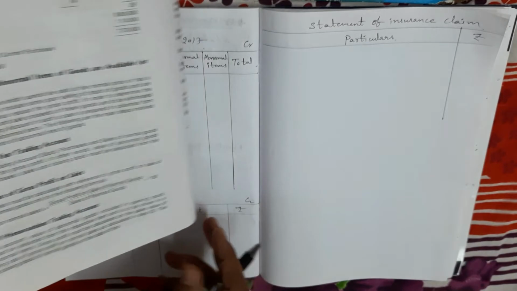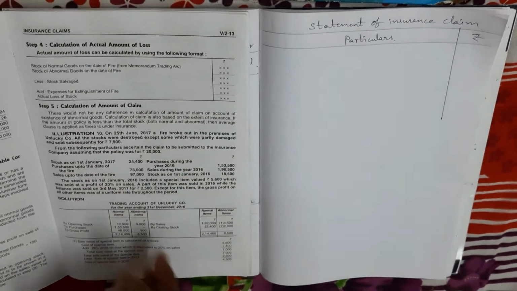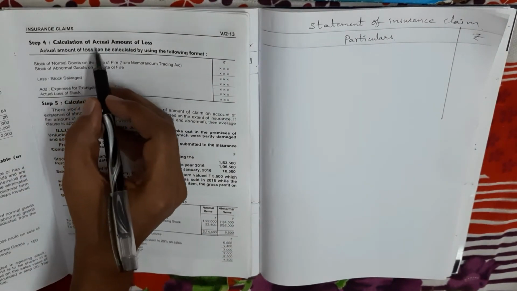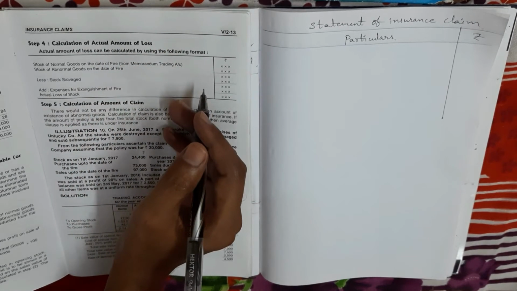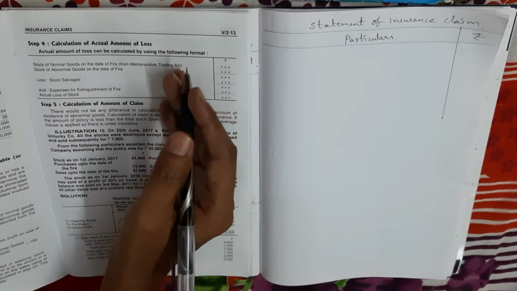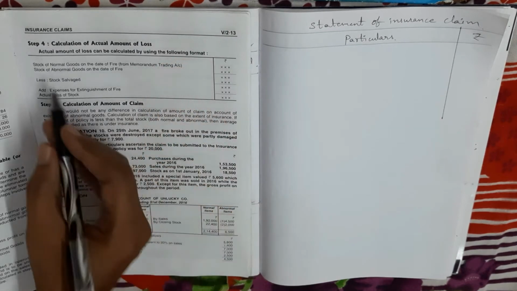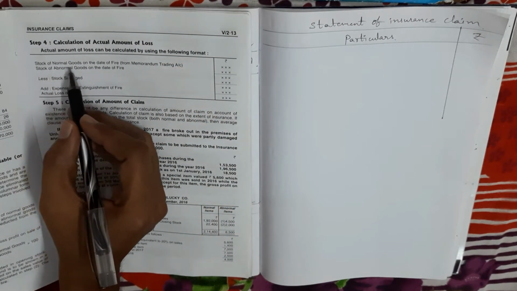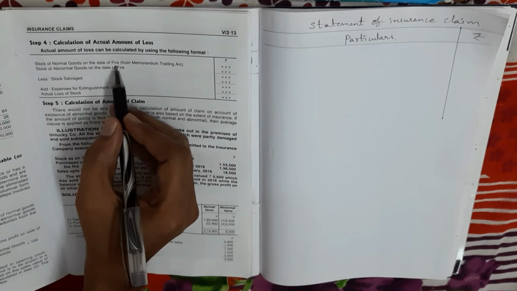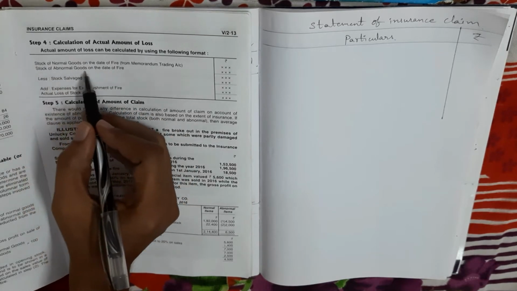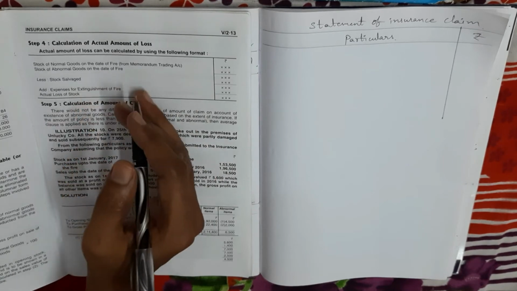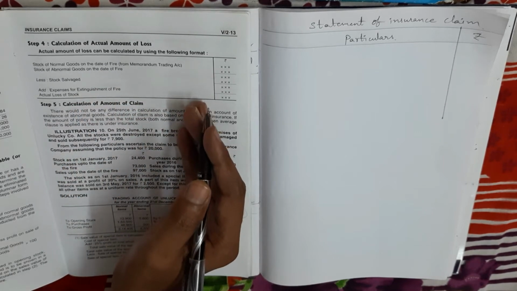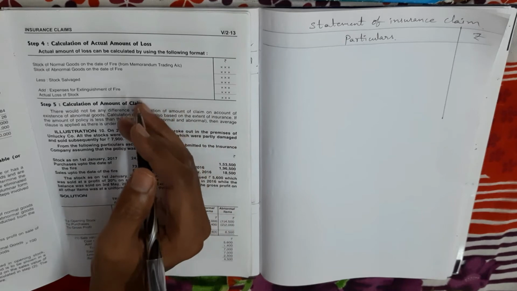Next, the last step. What is the last step? Calculation of the actual amount of loss. Here the statement explained in the previous problem, the same statement we prepare. But we take the stock of normal goods on the date of fire, and also the stock of abnormal goods on the date of fire. Normal items we show separately and abnormal items we show separately, so we get the closing stock amount separately.